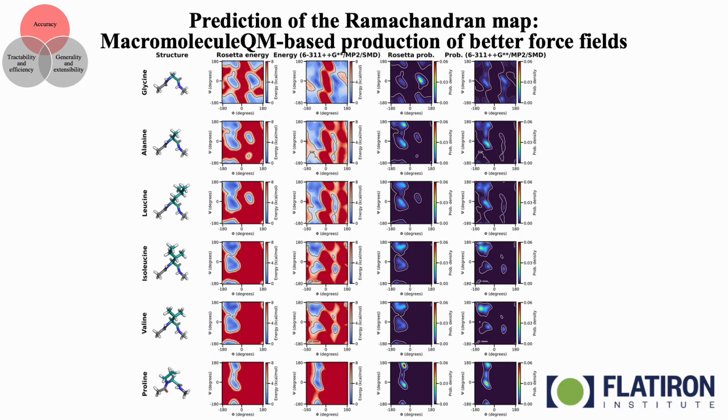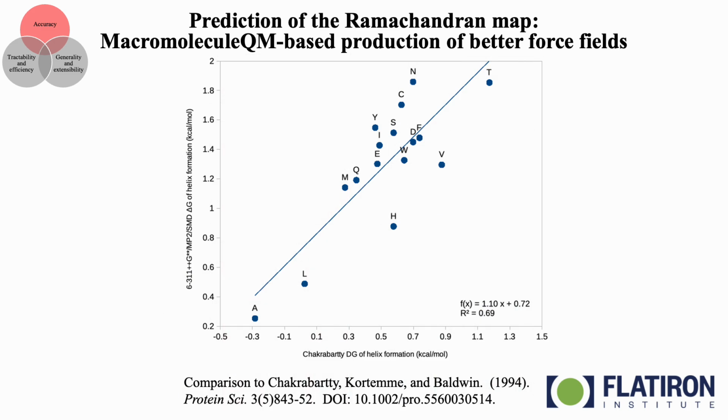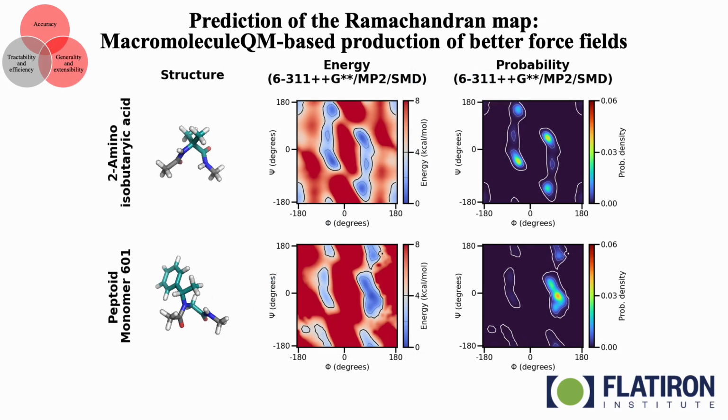Now, why do we think that these are better? Well, one answer is if we take the alpha helix propensities computed by QM, shown on the vertical axis here, and we compare them to experimentally measured alpha helical propensities for each of the amino acids, we see a pretty good correlation. And we were glad to see this because this means that we have some confidence that this gives us generality as well.